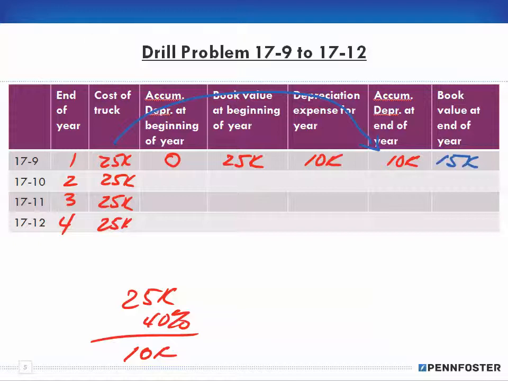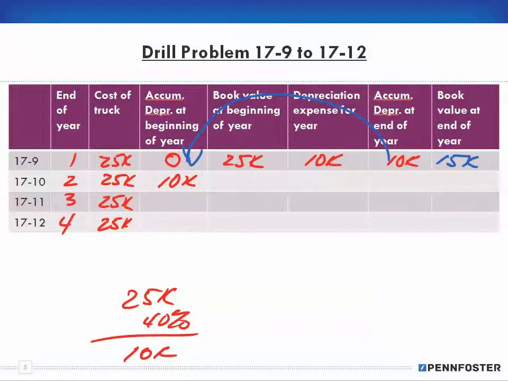Okay, 25,000 less 10,000 is the 15,000. All right, so now we go to the second year. Our cost is still 25,000, but the accumulated depreciation at the beginning of the year is no longer 0. It's the 10,000 from the previous year, and so this 10,000 now goes to what was at the end of the previous year.